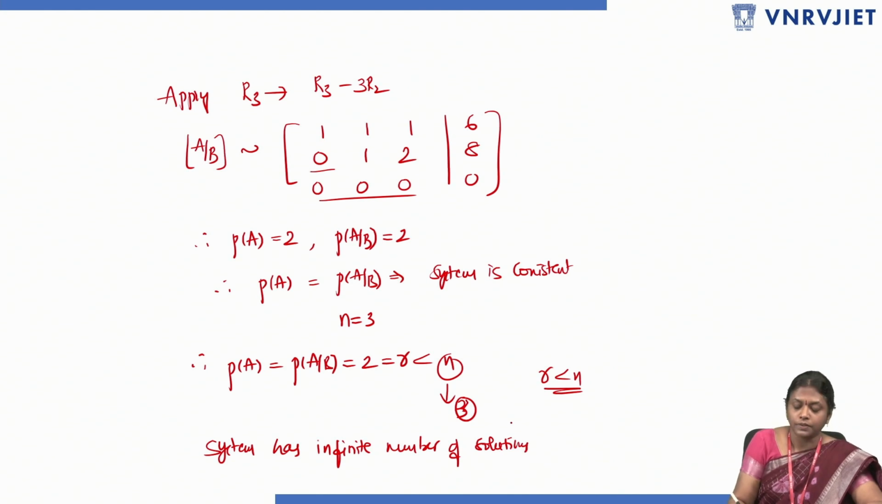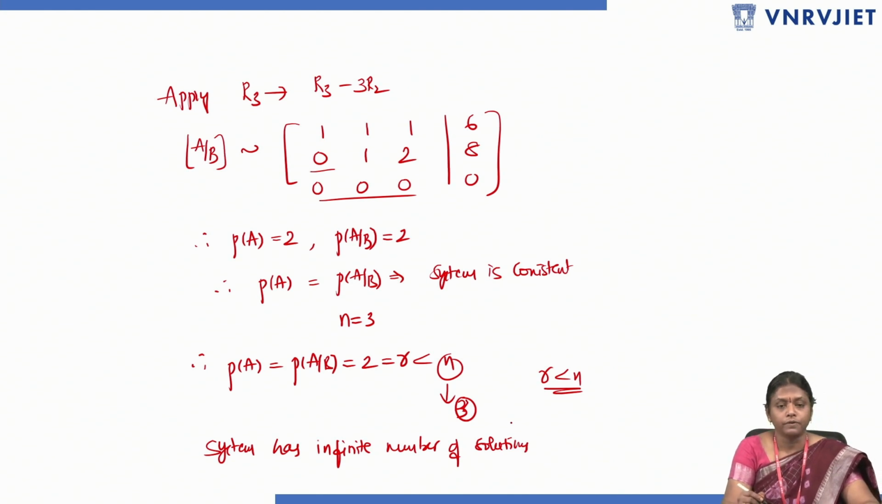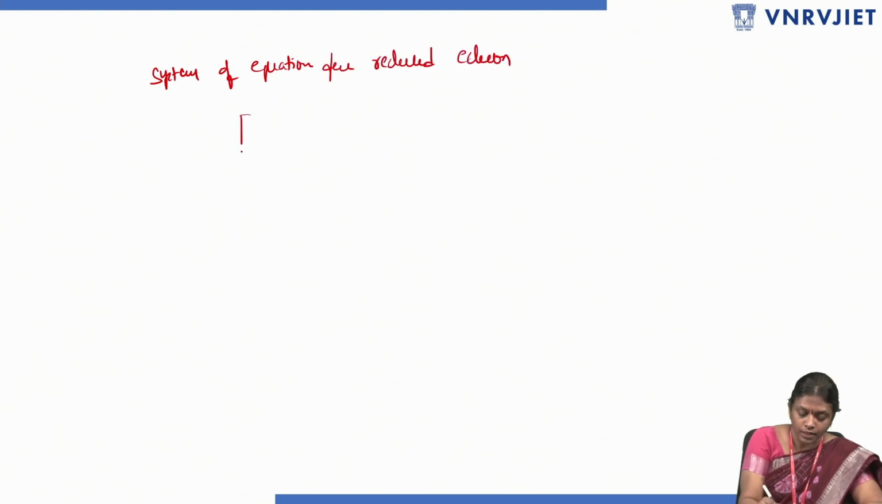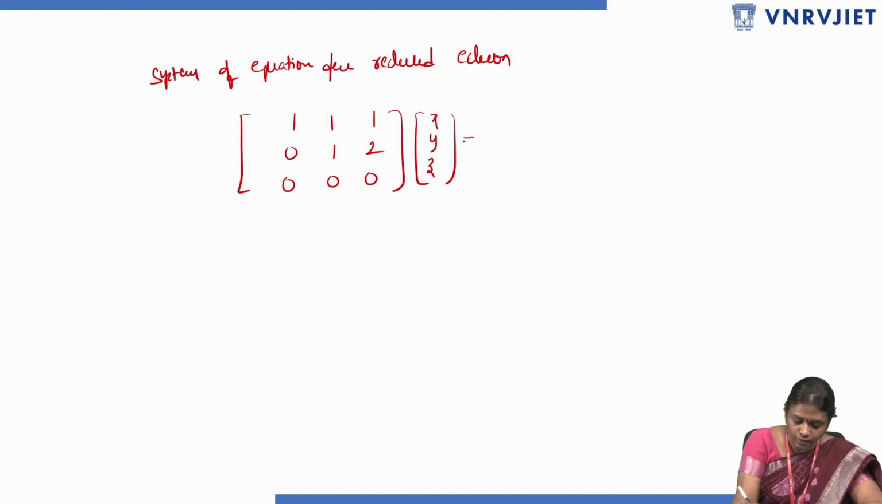So how can I calculate this infinite number of solutions here? Again, with the help of the reduced echelon form, we will be writing the system of equations from the reduced echelon form matrix. So here I will be writing 1, 1, 1, 0, 1, 2, 0, 0, 0. And the unknowns are x, y, z. And here you will be getting 6, 8, 0.